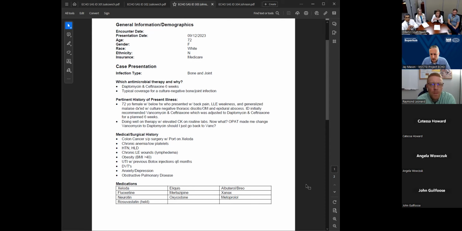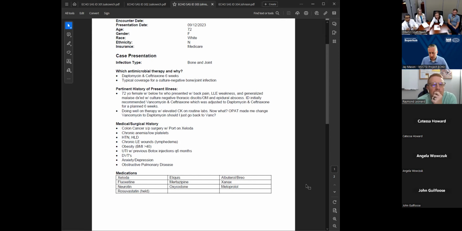At discharge, she was sent to an acute rehab facility. And it was there that on routine labs, her CK was elevated. And so now our question is, where do we go from here? Do we switch agents? Do we push through, and those kinds of things?